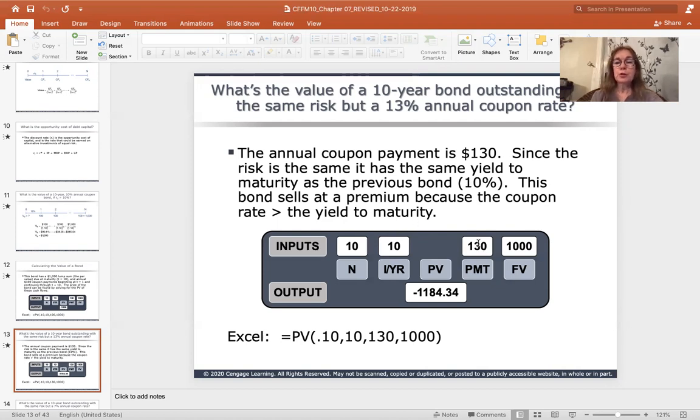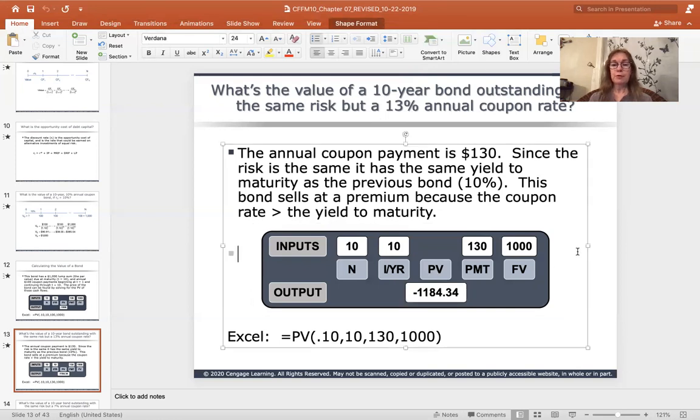Okay, so you just enter these in your calculator, you hit compute and present value, and there's the price of the bond. So theoretically, you would be indifferent between paying $1,184 for this 13% bond or $1,000 for a 10% bond. We're just making it equal out. Okay, so this is a situation, just to repeat, if interest rates go down after a bond is issued, here that's gone down from 13% to 10%, the bond's going to sell at a premium.